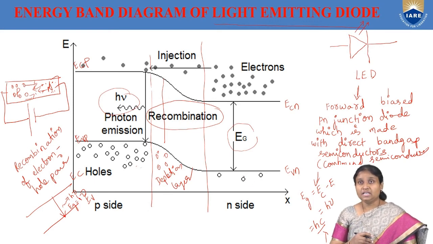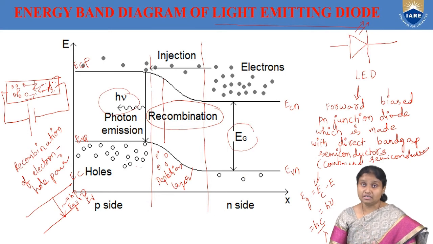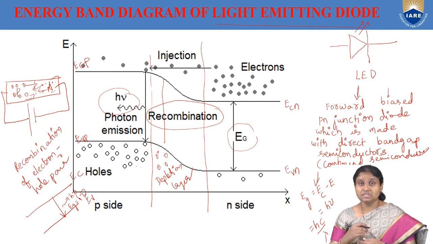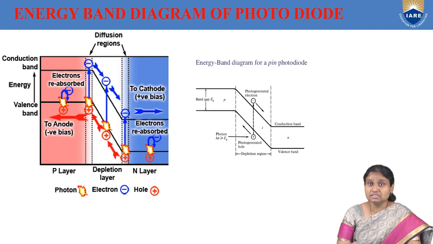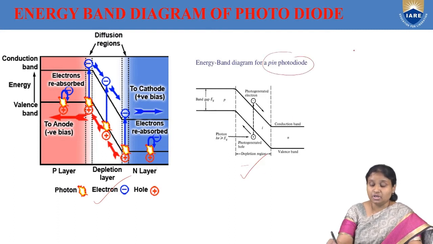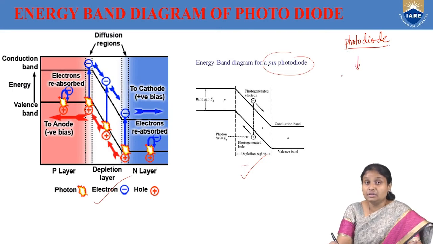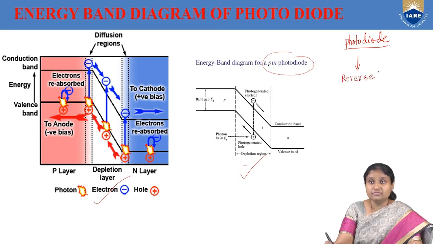Now let's take the energy band diagram for a photodiode. What is a photodiode? It is completely opposite to a light emitting diode, and our photodiode is a reverse bias diode. Of course, this one is for a normal photodiode, whereas this energy level diagram is for the PIN photodiode. Our light emitting diode is a forward bias diode, whereas the photodiode is a reverse bias diode.